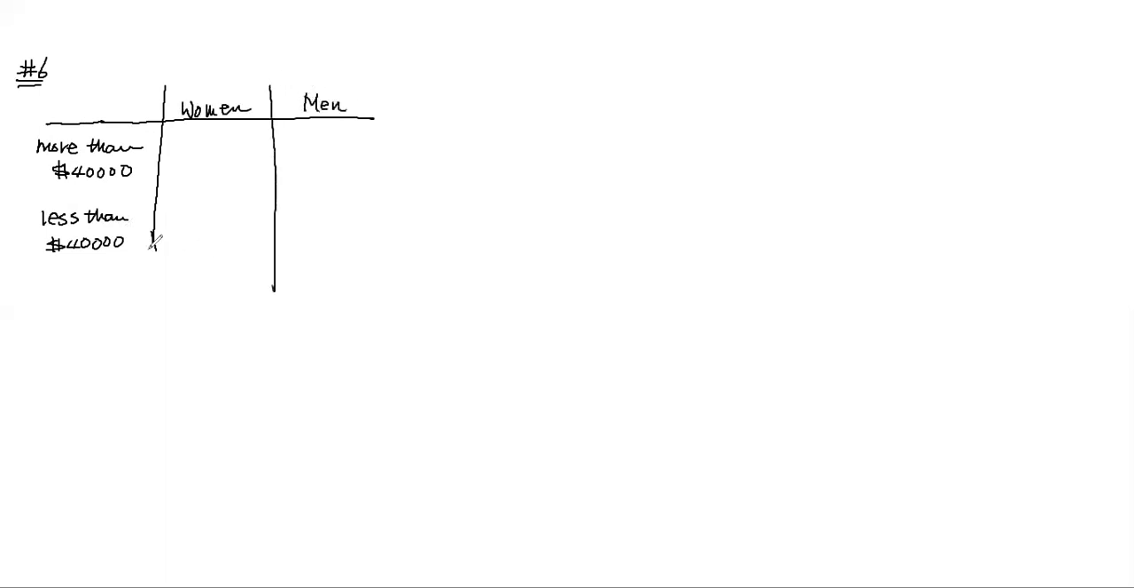So we'll create a table here. The first column we will say more than 40,000, and the second one is less than 40,000. Then we have a woman, and then we have a man here, right? So we have two things here.